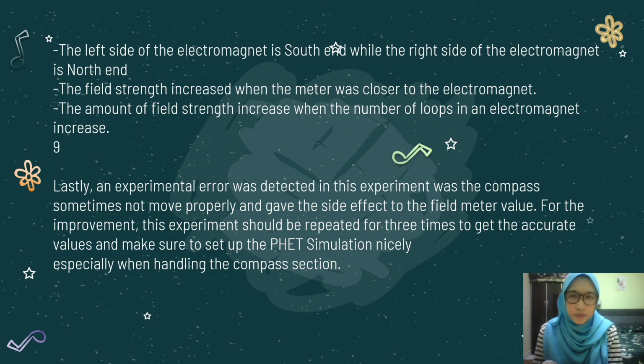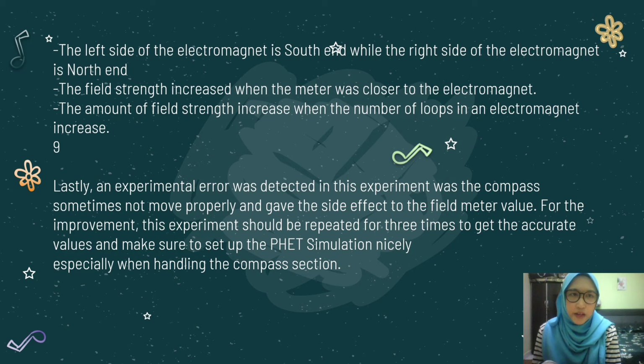In this experiment also, we know that the left side of the electromagnet is the south end, while the right side of the electromagnet is the north end, because the direction indicated by the red needle in the compass is the south pole of Earth's built-in magnet. Next, we know that the field strength increased when the meter was closer to the electromagnet.